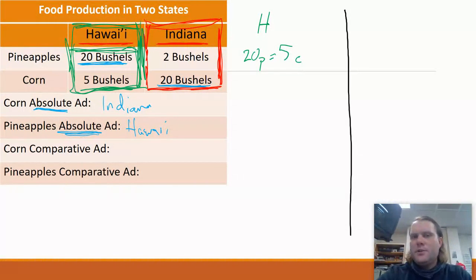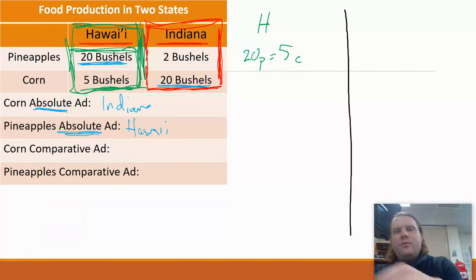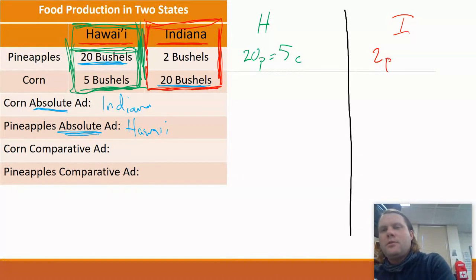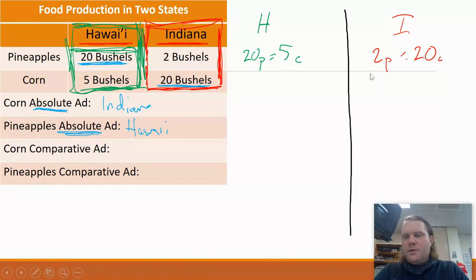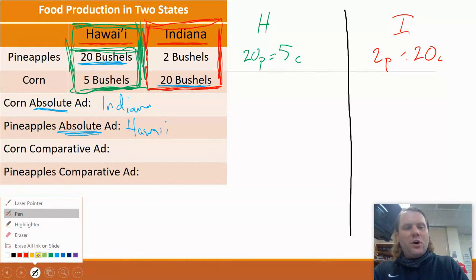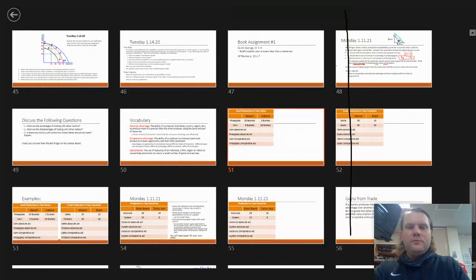We did this in the previous lecture. At the same time, I'm going to stay over here and do the same thing for Indiana. They can do 2 pineapples and 20 corn. Now, notice what I've done here to keep things straight. I try to keep the P's on the left and the C's on the right, just so I know what I'm looking at. I have Hawaii labeled, I have Indiana labeled. Now we're off and running. All we've got to do is solve for each variable here. You can solve for either one first.